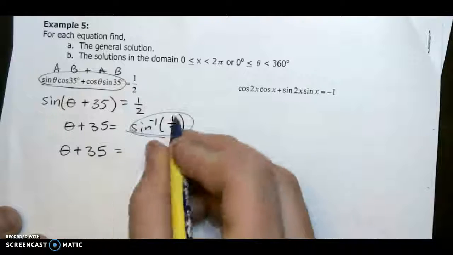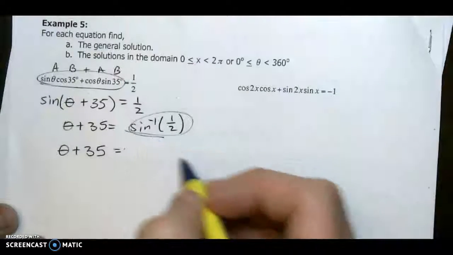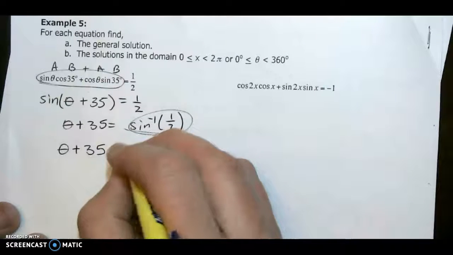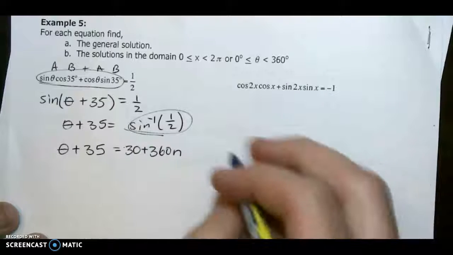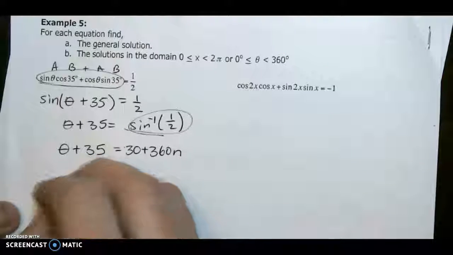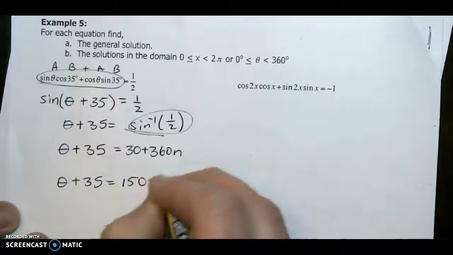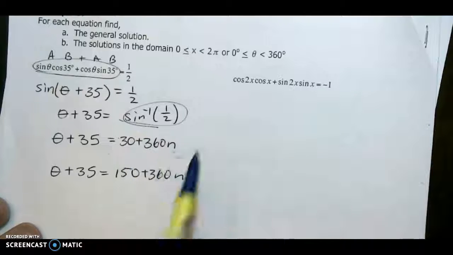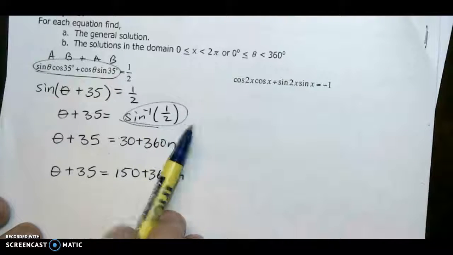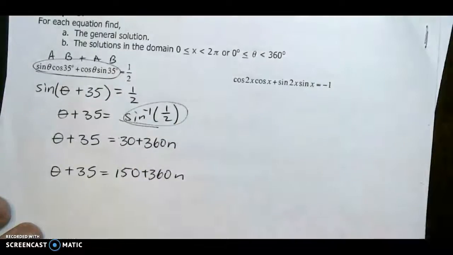So we know sine is 1/2 at 30 degrees. It's also going to be 1/2 at 150 degrees. So we can write 30 degrees plus 360n, and we can write 150 degrees plus 360n. And if you want to go ahead and use your purple table from chapter 1, you can find where sine is positive 1/2, and you're going to see 30 and 150.